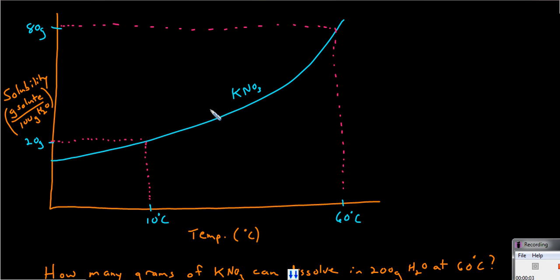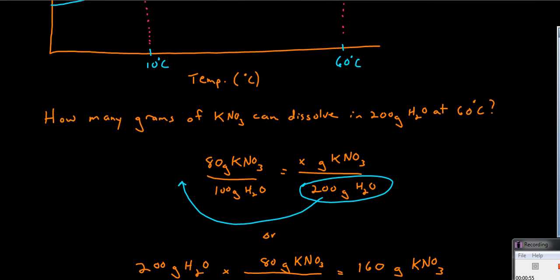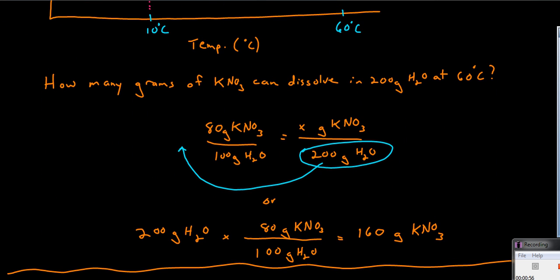So this curve for potassium nitrate is showing that at 10 degrees Celsius, you can dissolve 20 grams of potassium nitrate in 100 grams of water, and that at 60 degrees Celsius, you can dissolve 80 grams of potassium nitrate in 100 grams of water. So, considering these facts, answer the question: how many grams of potassium nitrate can be dissolved in 200 grams of water if it's at 60 degrees Celsius?